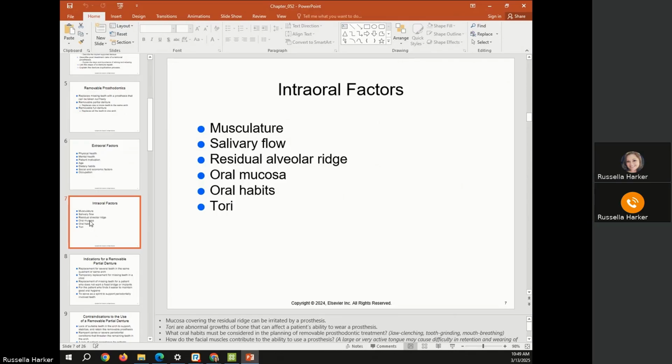Next, the residual alveolar ridge. Successful wearing of a removable prosthetic depends on the support provided by the alveolar ridge, which is the bone that holds the natural teeth in the mouth. If it's at normal height and it's evenly contoured, then it should provide good support and allow for even distribution of the stress of mastication, or chewing. Now, if the ridge is resorbed anywhere, then that can result in a sore spot for the patient.